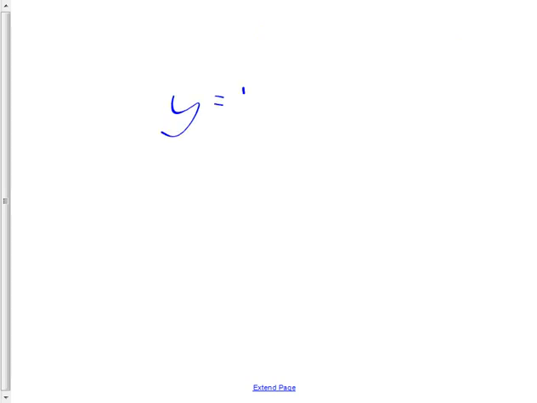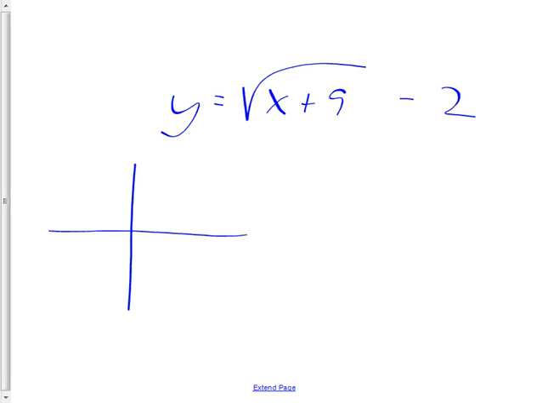y equals the square root of (x plus 9) minus 2. This is what shape? A ramp shape, and it goes how far to the left? 9, and then that's the last thing. Down 2. So in the real world, I can go like this, ramp shape.